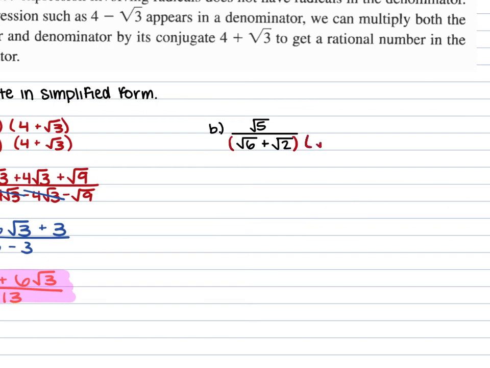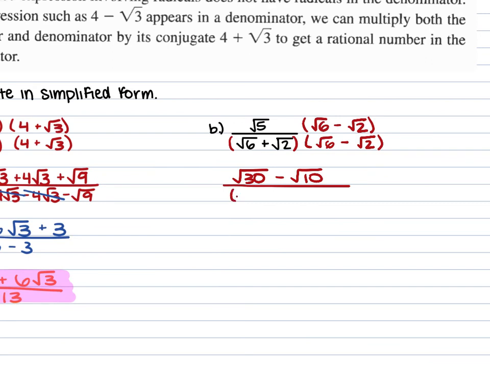So keep the square root of 6, keep the square root of 2, change the sign between them. You have the square root of 6 minus the square root of 2 that you're multiplying on the top and the bottom of this fraction. Distribute in the square root of 5 into the numerator. So you have the square root of 5 times the square root of 6, which is the square root of 30, minus the square root of 5 times the square root of 2 is the square root of 10. In the denominator, like we said before, it's a difference of squares.